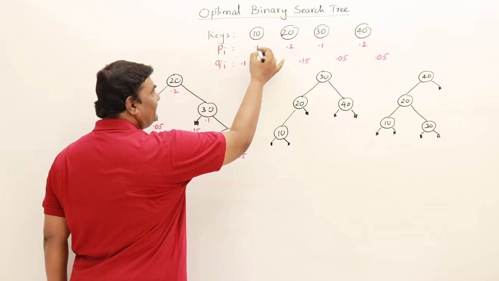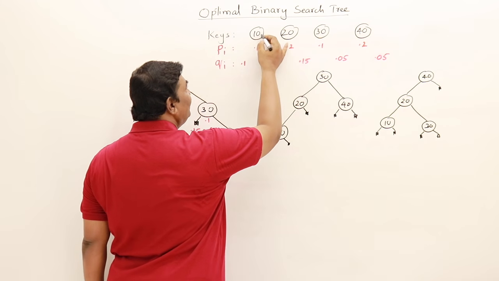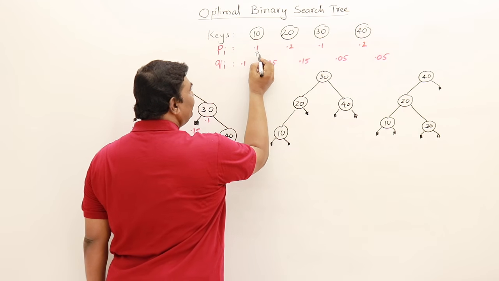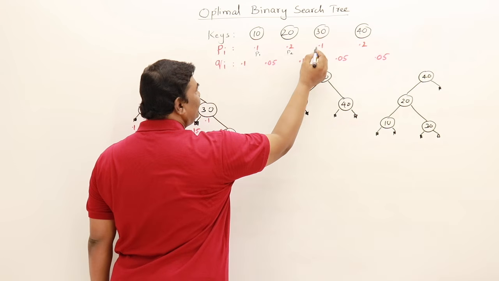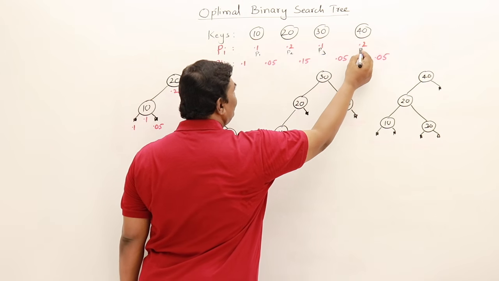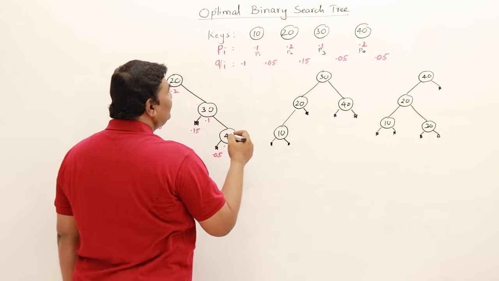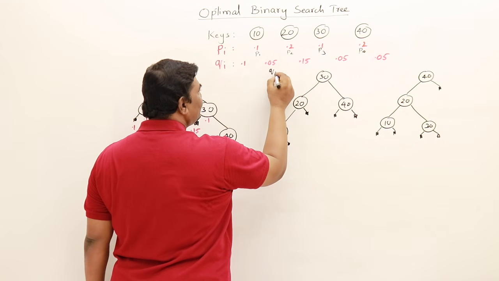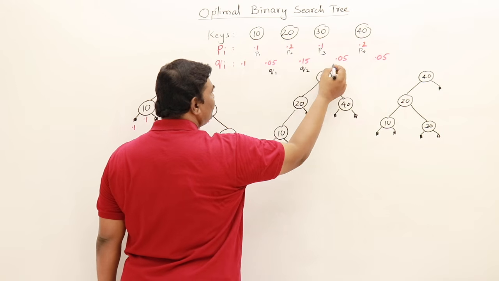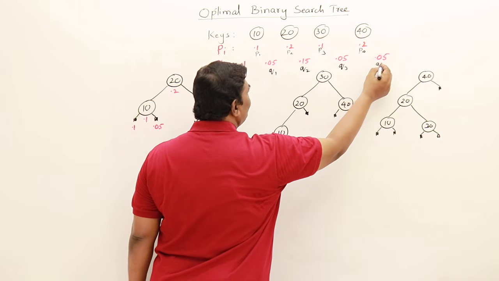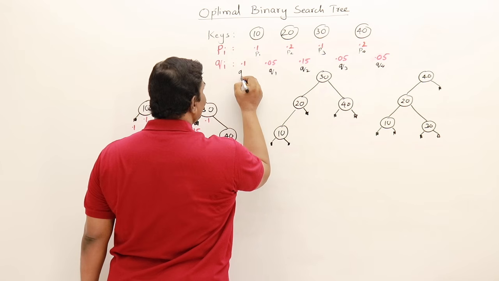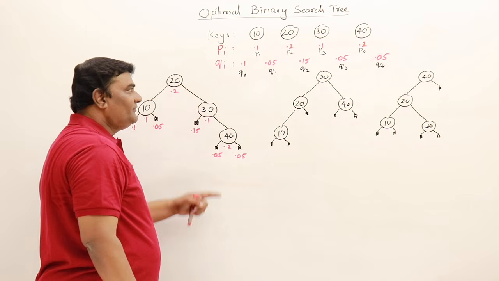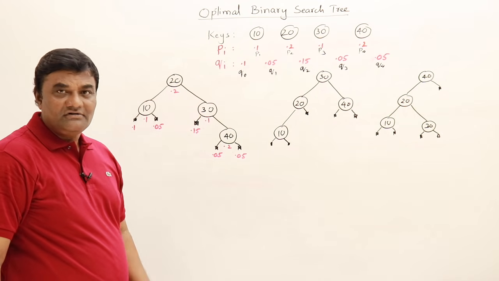This is the successful search probability for key 10. So let us call this as P1, probability 1, and this is probability 2, probability 3, probability 4, that is for the fourth key. Then unsuccessful search, we have one extra. Let us call this as Q1 for unsuccessful search, Q2, Q3, Q4. 1 is extra, so this we call it as Q0. So we have started from 0 to 4, right?